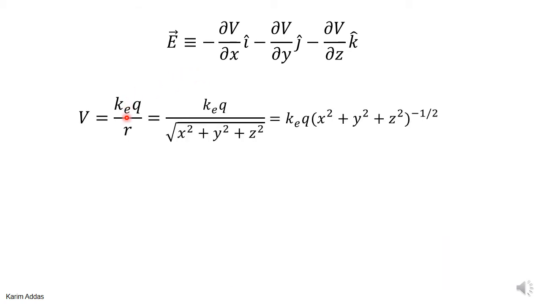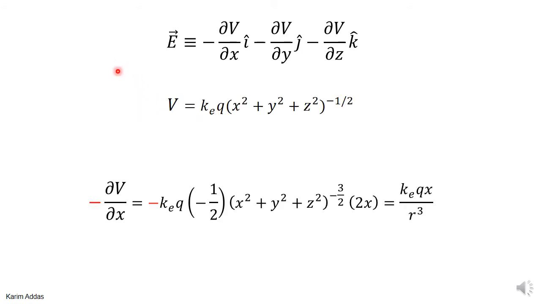So let's write the potential out in detail in terms of x, y, and z. We replace r by the square root of x squared plus y squared plus z squared, and then we'll write this in a more convenient form as x squared plus y squared plus z squared to the power minus half. It's the same thing. Now, we want to get minus partial v by partial x, which is the x component of electric field. What will this equal? There's the minus as it is, and then you have partial v by partial x.